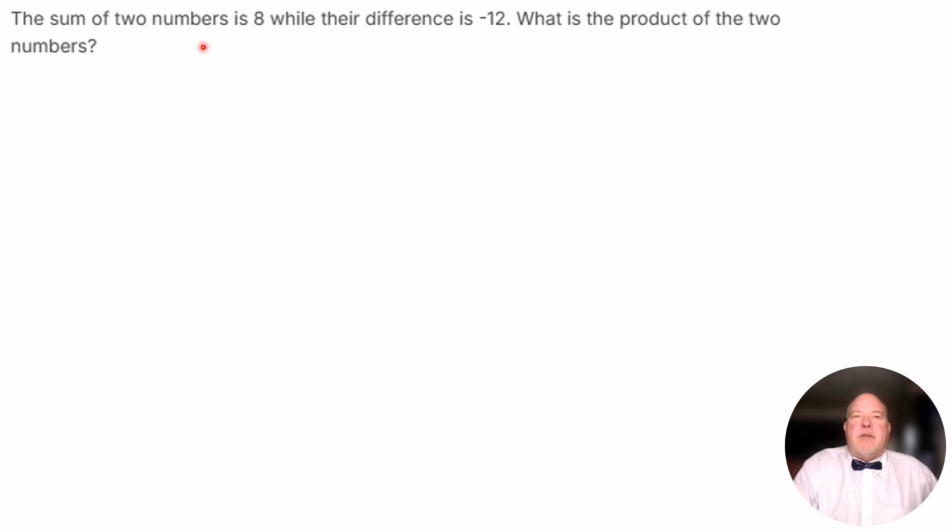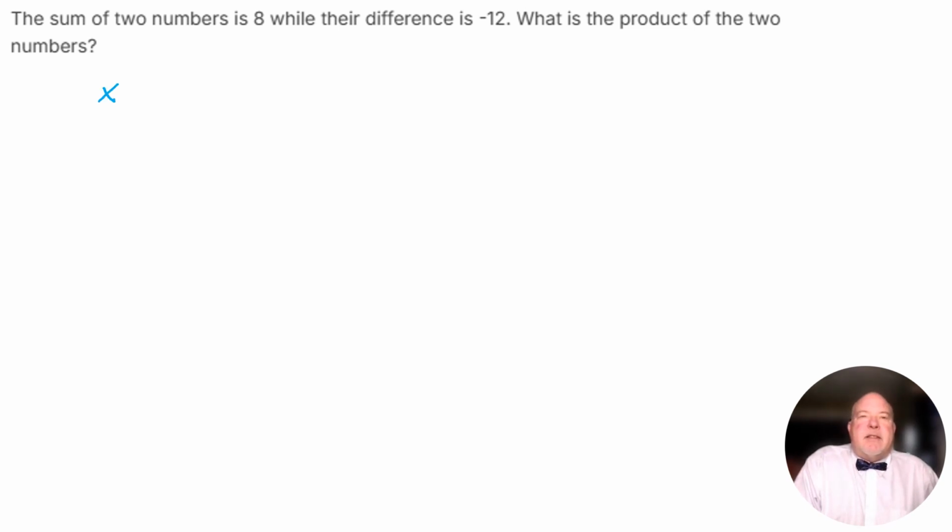So when you add the two numbers, you get 8. When you subtract them, you get negative 12. And then they want us to figure out what the two numbers are and then multiply them together to find the product. So this is solving a system of equations because we have two variables. I'm going to just call them x and y. And so x is one of the numbers and y is the other.